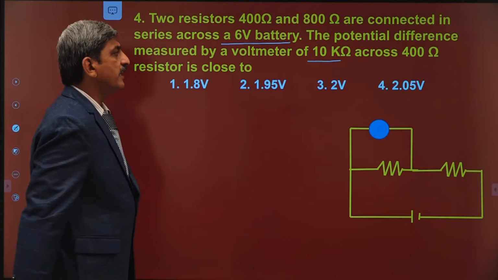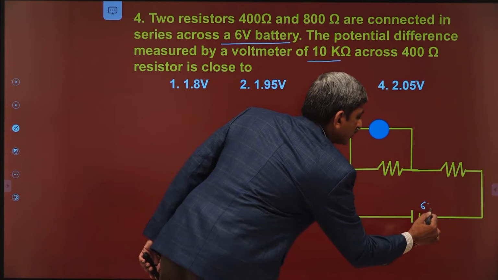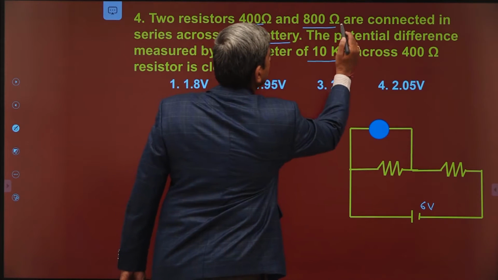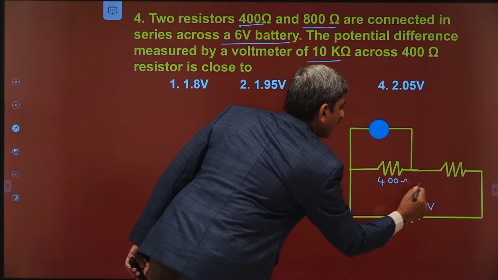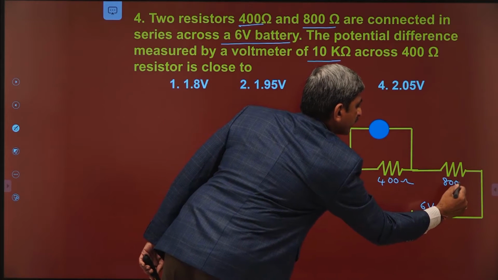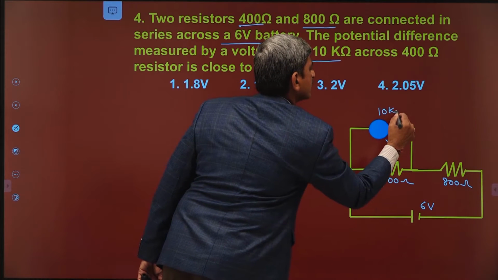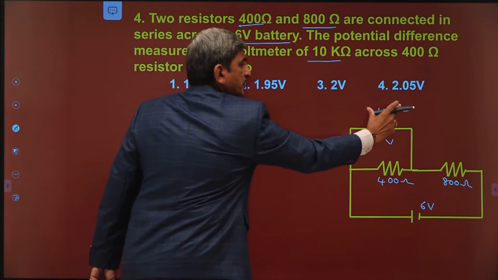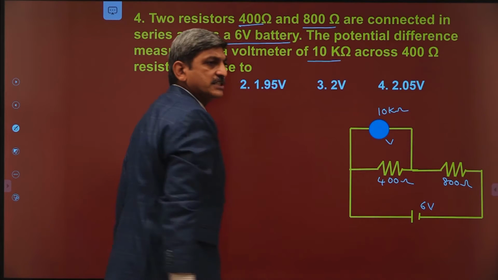Now, for that, see the diagram. In this circuit, it is given that the potential of the battery is equal to 6 volts. Here, 400 ohms and 800 ohms are connected in series. This is 400 ohms and this is 800 ohms. This is the voltmeter whose resistance is given as 10 kilo ohm. Now, due to this resistance, the effective resistance of this part of the circuit is changed.